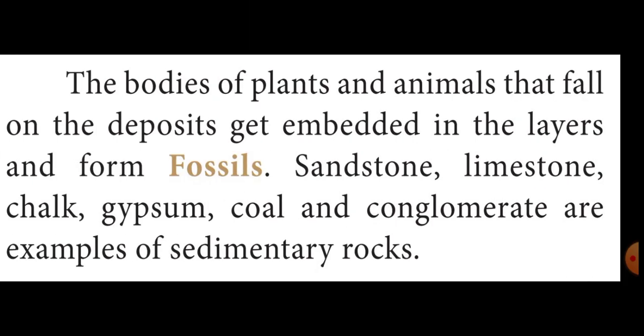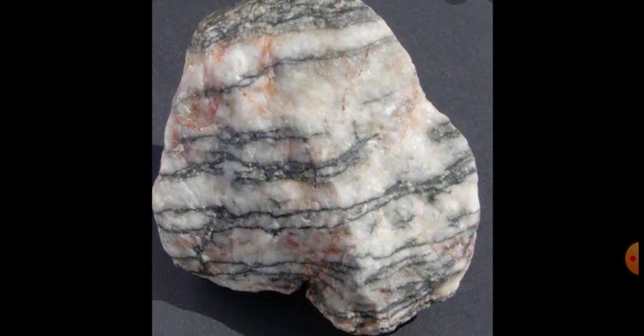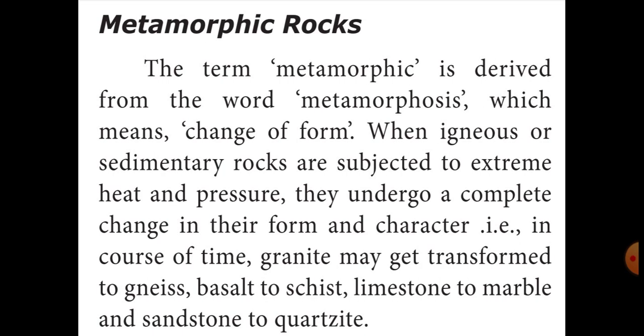Okay. Next we learned about the third type of rocks. Which is the third type of rocks? Very good. Metamorphic rocks. The third type of rocks is metamorphic rocks. What does the word metamorphic mean? Very good. Change of form. Metamorphic means change of form.